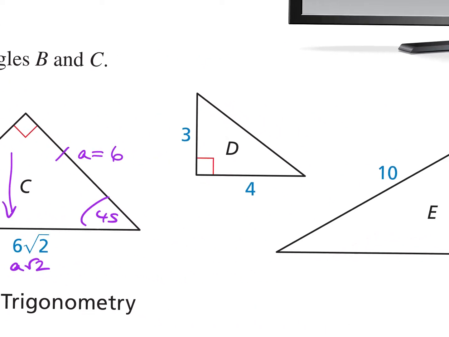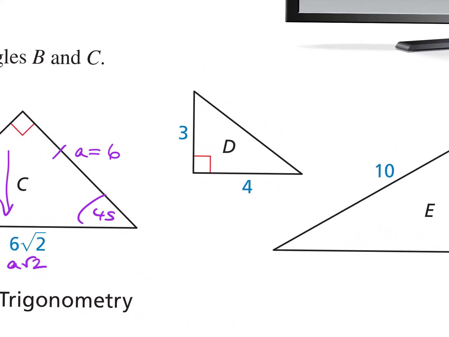Now D, this is actually a Pythagorean triple. It's the 3, 4, 5 triangle. However, the 3, 4, 5 triangle isn't necessarily a special right triangle. It does not satisfy those rules that you memorized. So this is a right triangle, but it's not special. It's a Pythagorean triple though.